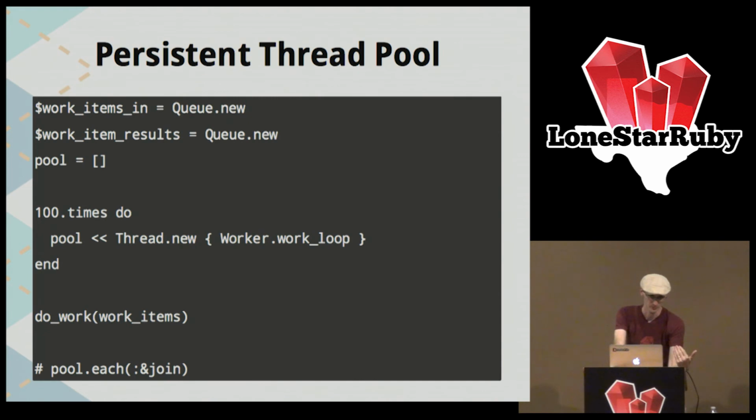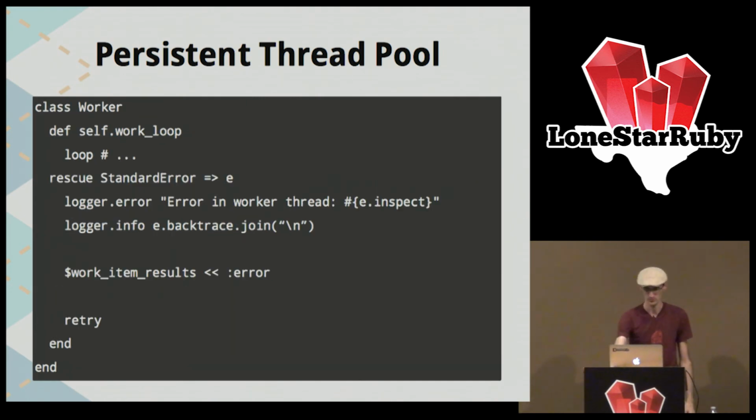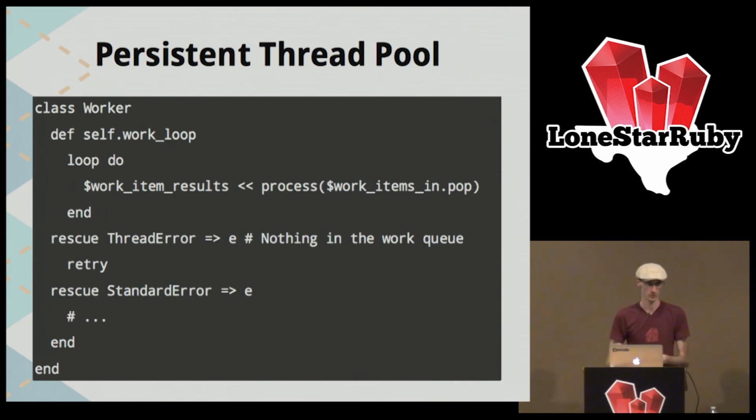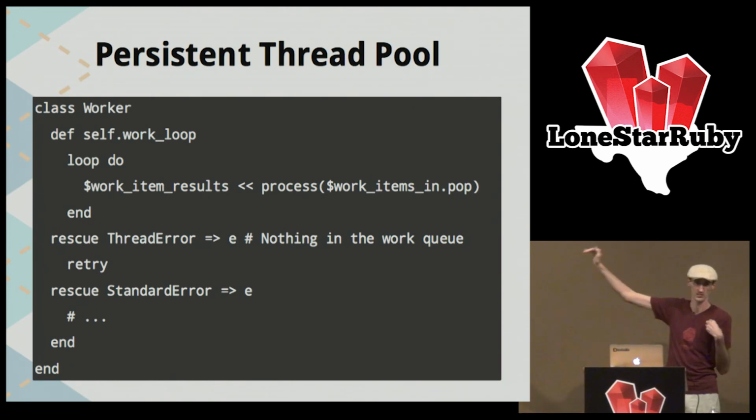This is sort of the complicatedness. So this is the bookkeeping complicatedness. Here's the work loop, which is actually two slides. But the actual work part is the line inside the loop. So we call this method, it's basically a loop, and it's looking for work items on work items in, popping them off, passing them to process. Whatever that returns, it's pushing into the results queue.